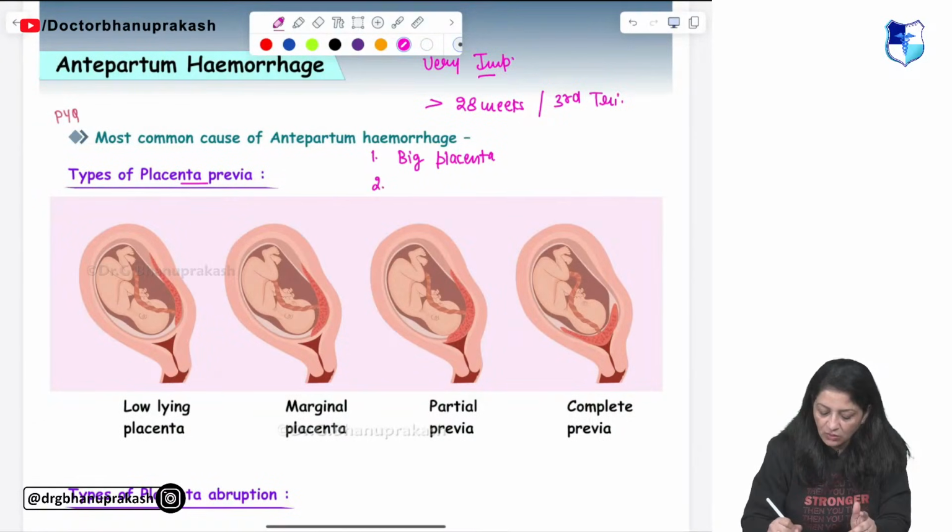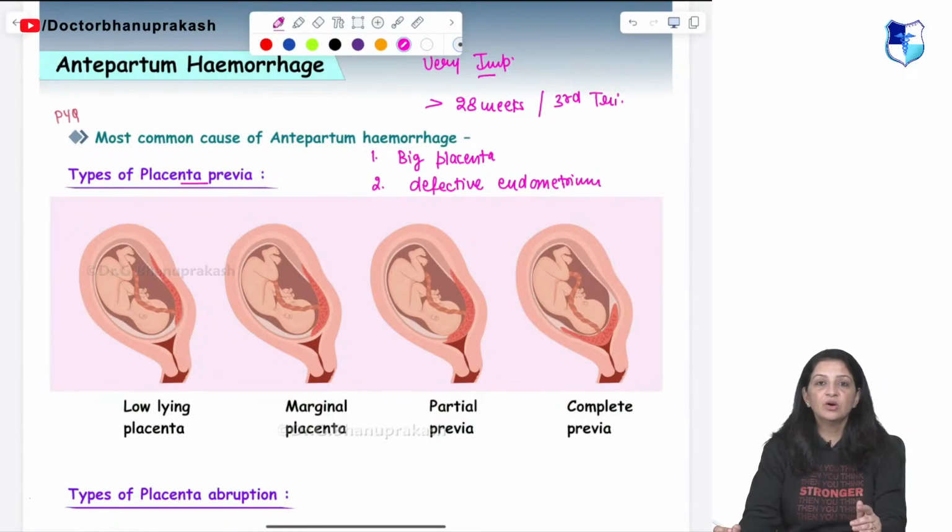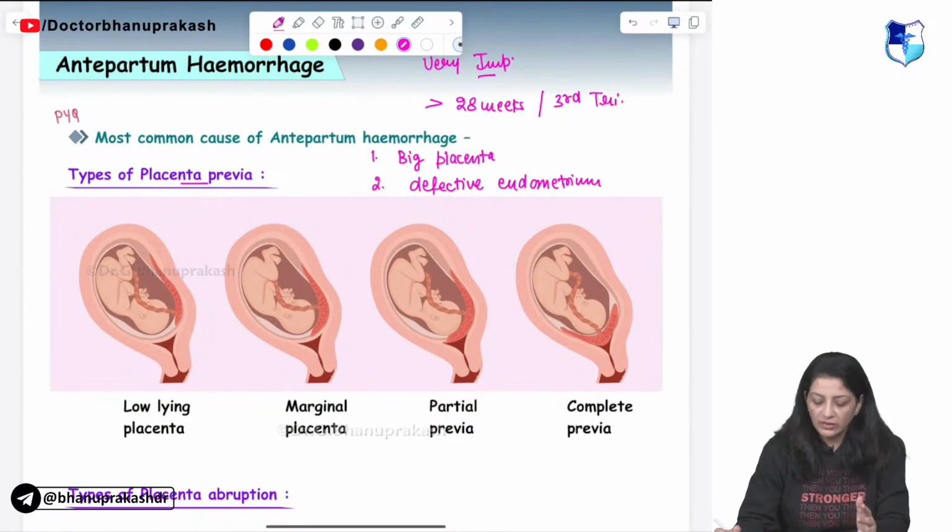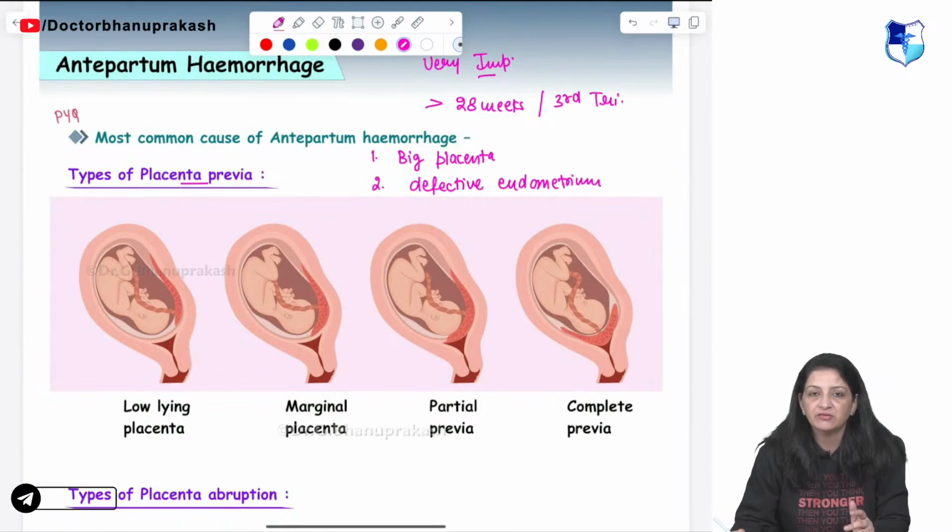Second cause is defective endometrium. If there is a history of myomectomy, uterine surgery, or history of cesarean, all these are causes of placenta previa.